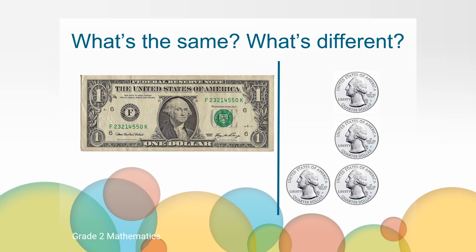I notice they're the same because they both show the same value. 4 quarters equals 100 cents or $1, so they both show $1. I also notice they're the same because George Washington is on both of them. I notice that they're different because one is coins and the other is a dollar bill. One is made of paper, the other is made of metal. There's only one $1 bill, but there are 4 coins, so that's another way they're different. Did you think about anything else that's the same and different?